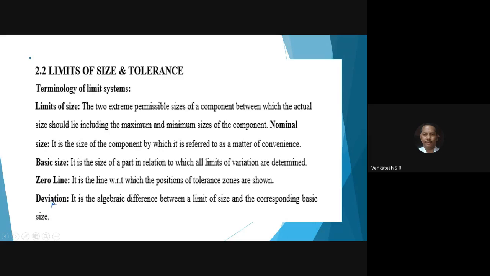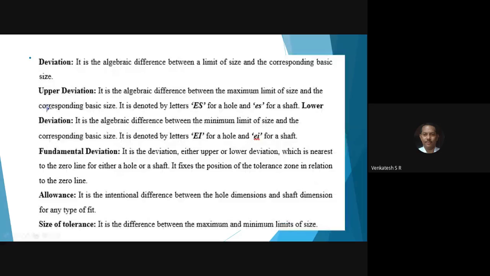In between the upper deviation and lower deviation, there will be an imaginary line that is called the zero line. You clearly understand this while studying the hole basis system and shaft basis system. Here the upper deviation is represented by ES, uppercase letter ES for hole, lowercase letter es for shaft.